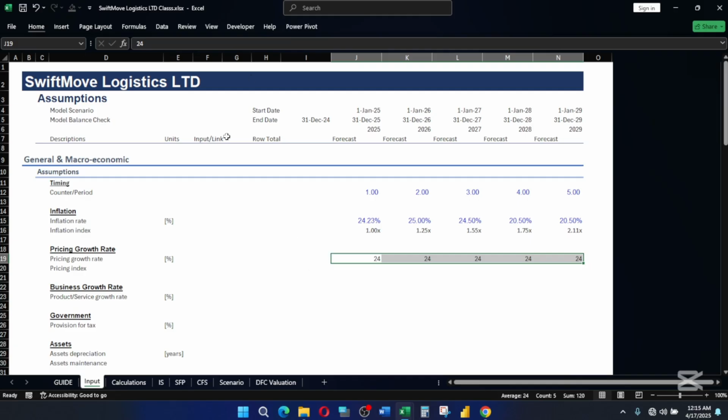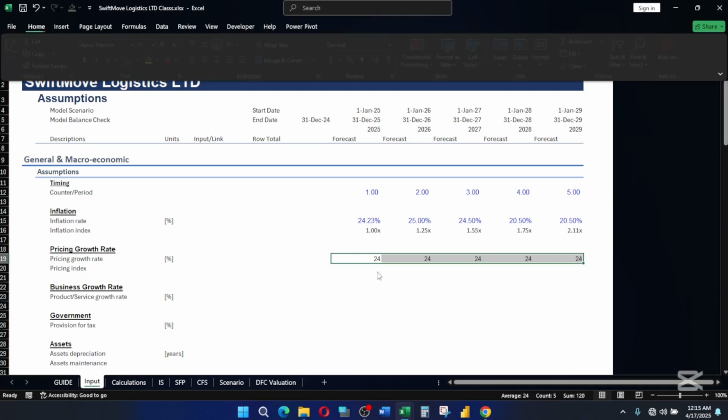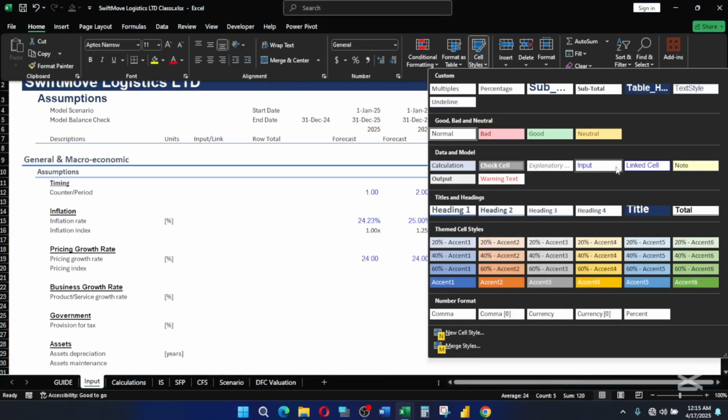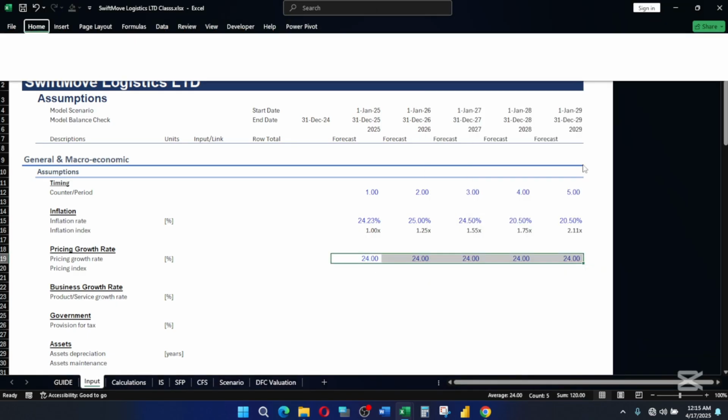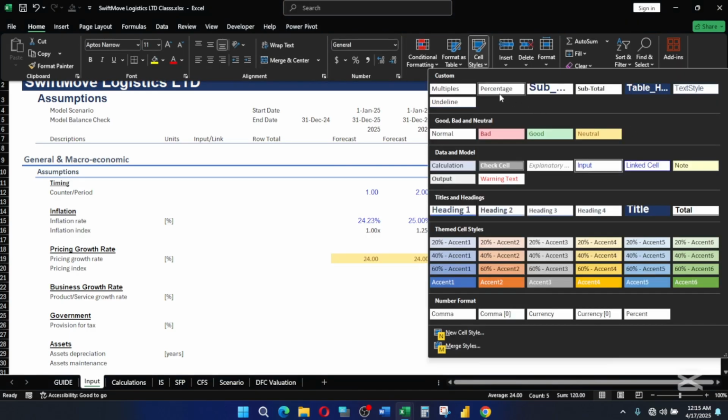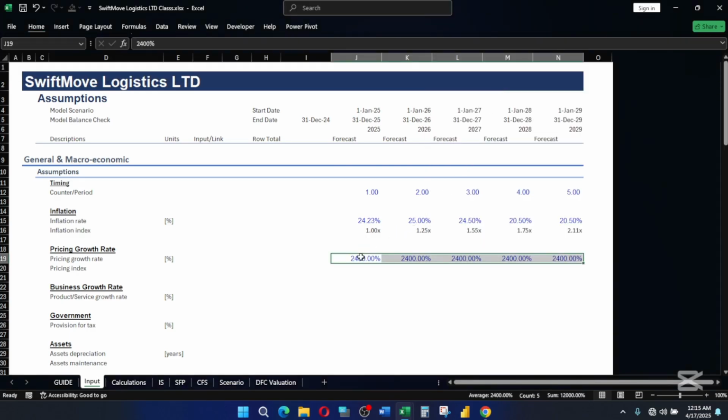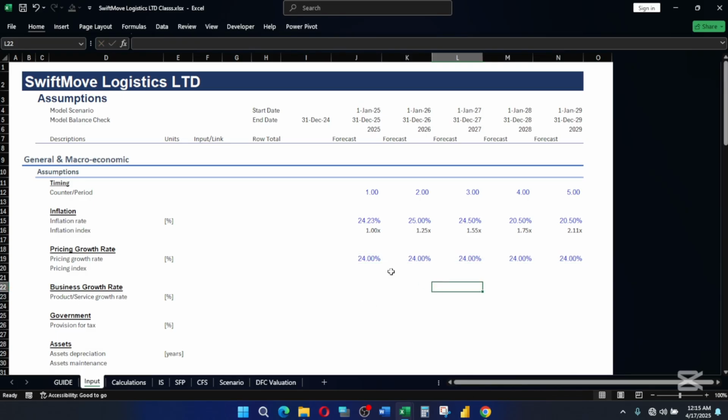So if we come back, since we have inputted this, apply our sales style. So Alt H J, then input, then Alt H J again. We are now going to say it's a percentage, right? Always make sure that, because this is the same rate, I can decide to just do it at once, right? So this is it. Now we have gotten our pricing growth rate.